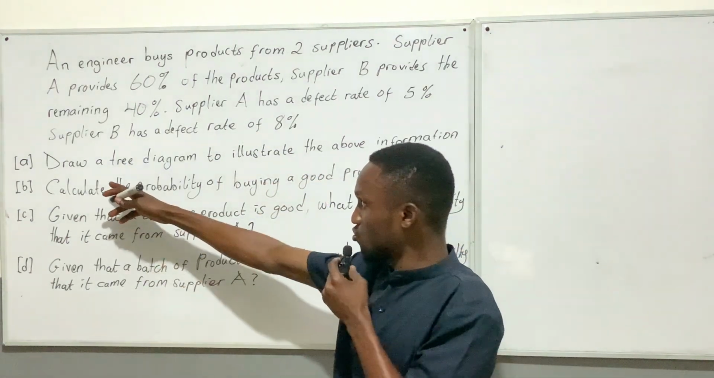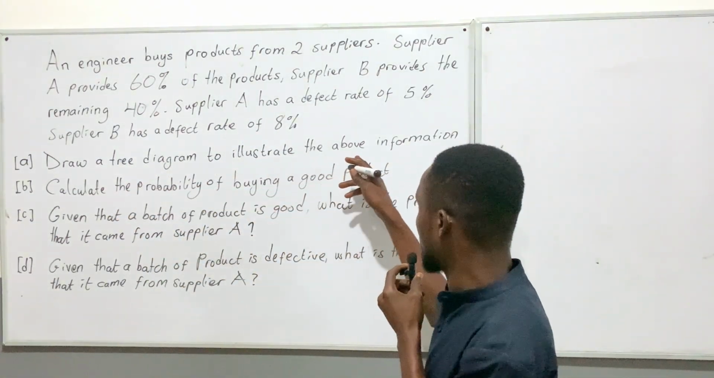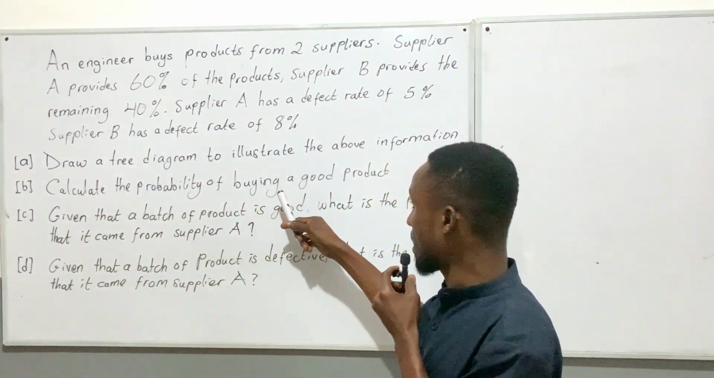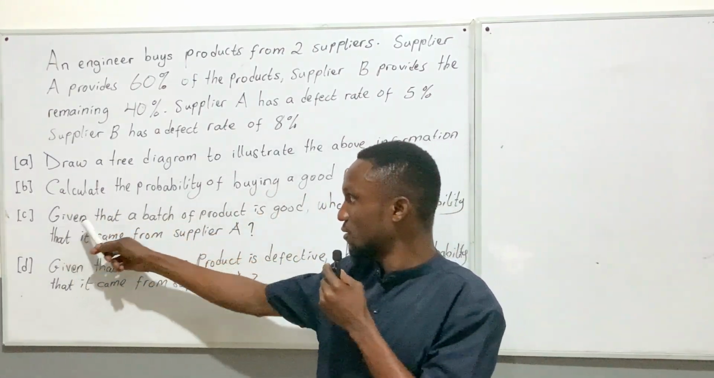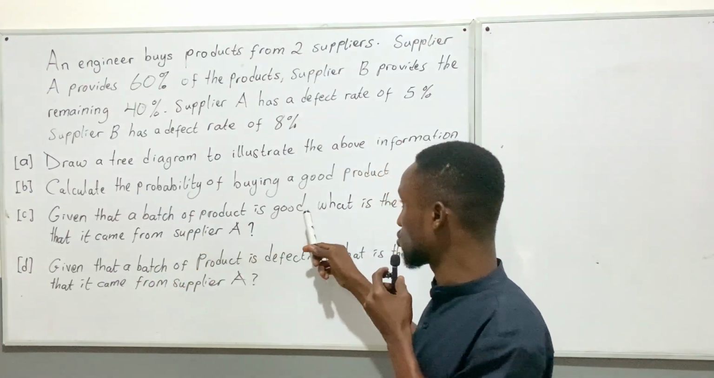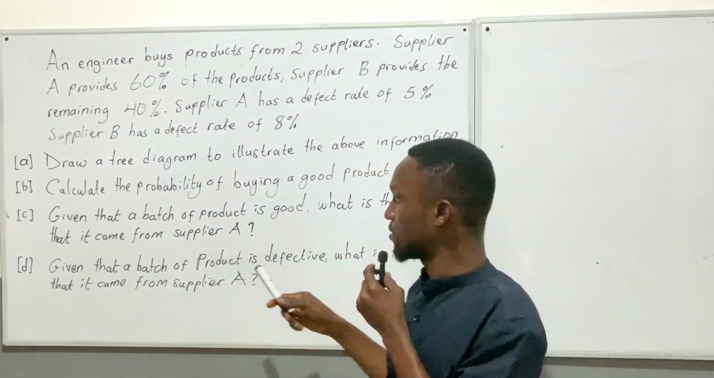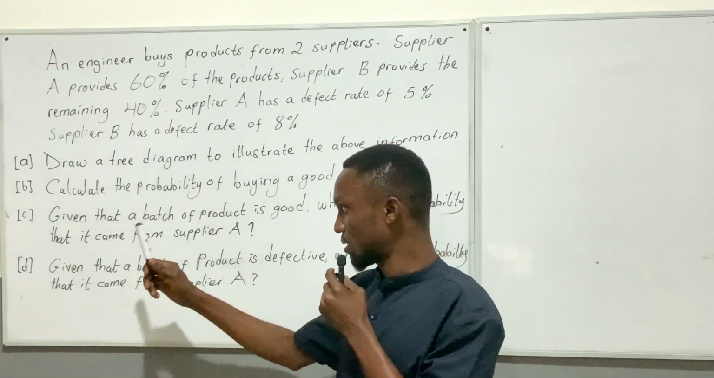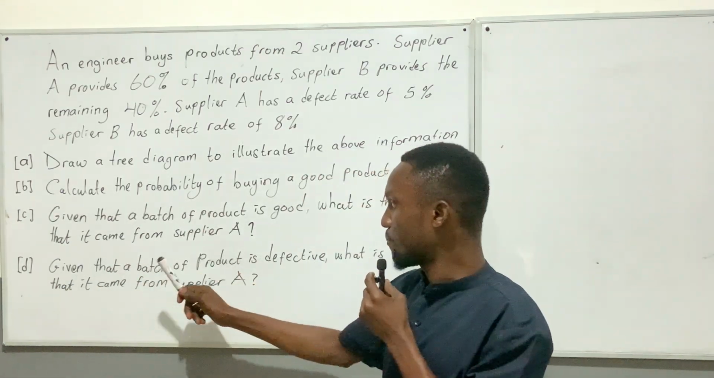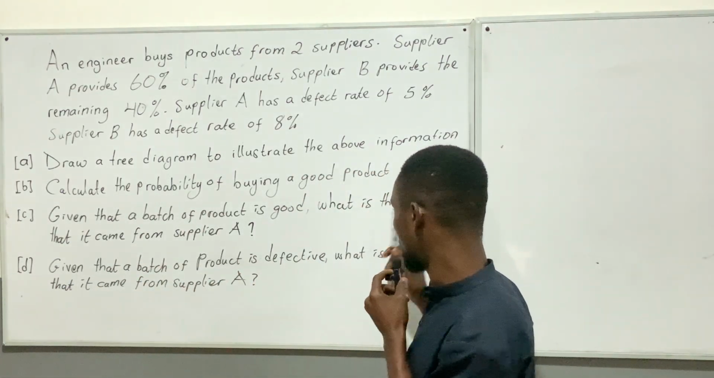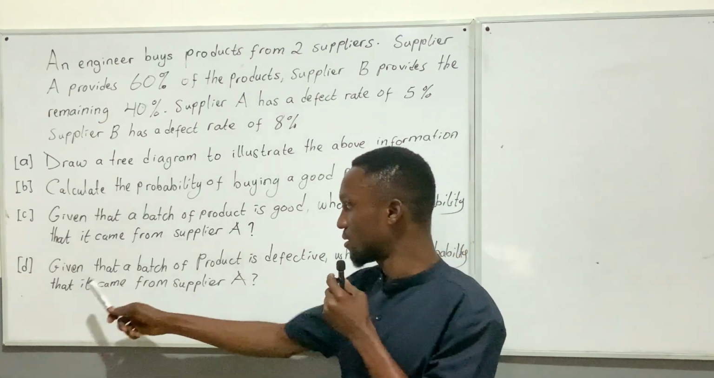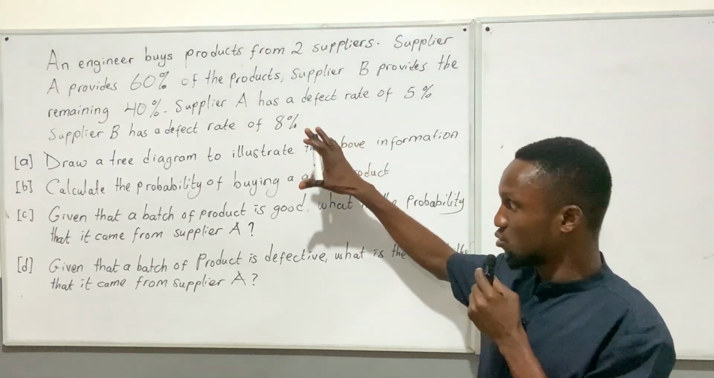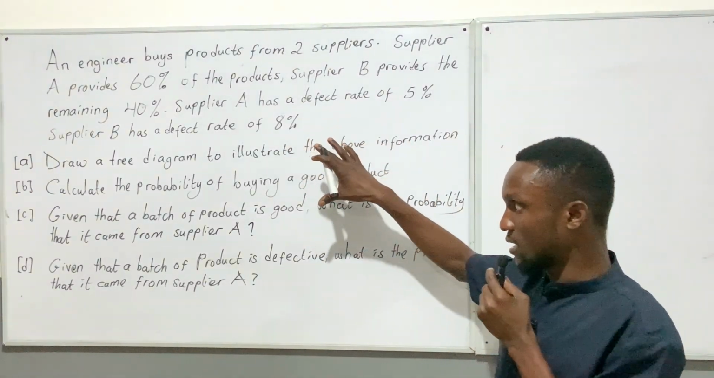Then the first question: (a) draw a tree diagram to illustrate the above information. (b) Calculate the probability of buying a good product. (c) Given that a batch of product is good, what is the probability that it came from supplier A? And the last question says, given that a batch of product is defective, what is the probability that it came from supplier A? So we are going to take out the data from this.